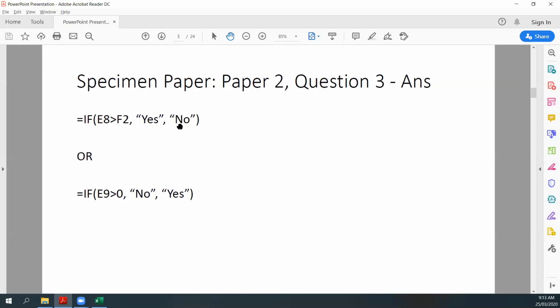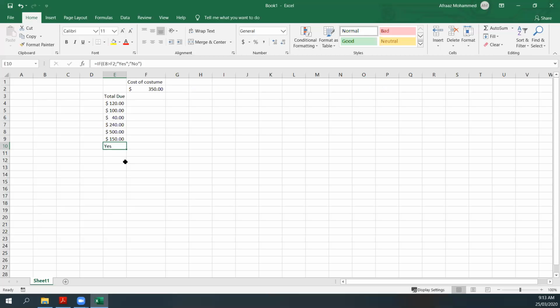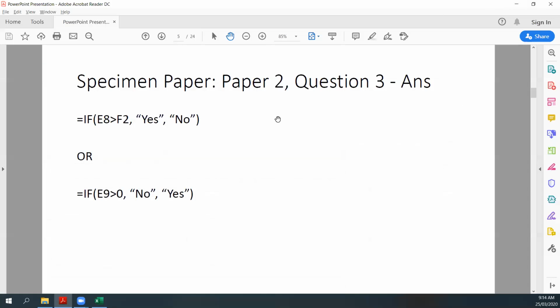Okay, any questions on this? No? Okay. As you see here, the output of this was yes, because 500 is greater than 350. Now, let's say, for example, the costume was $800. So we change this to 800, the value changed to no, because the value of E8 is in fact less than the value of F2. So it would output no.